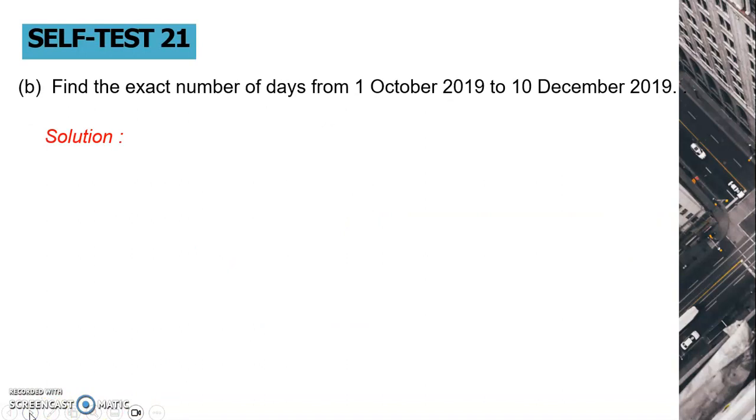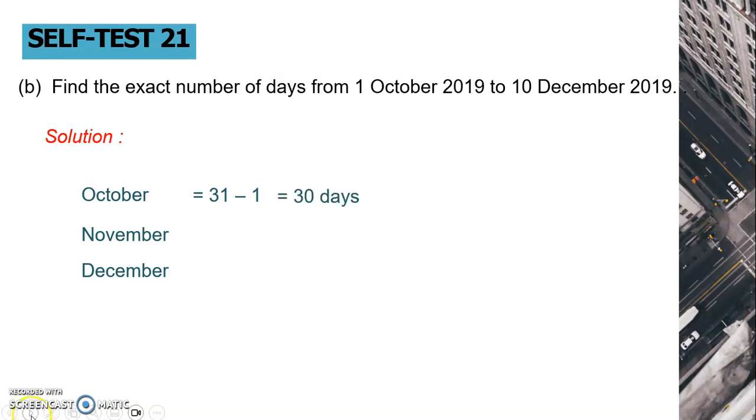We try B. Find the exact number of days from 1st October 2019 to 10th December 2019. First thing first, I lay out October, November, and December. Why? Because it goes from October to December. And where do you start? Start from 1st October. In October, you have 31 days. So for October, 31 minus 1, you're going to have 30 days.